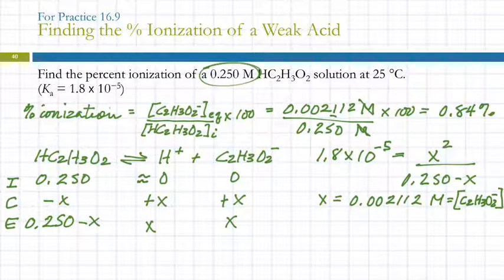Acetic acid is only 0.84% ionized at this concentration. That's a very small amount. It's mostly acetic acid molecules. Any questions?